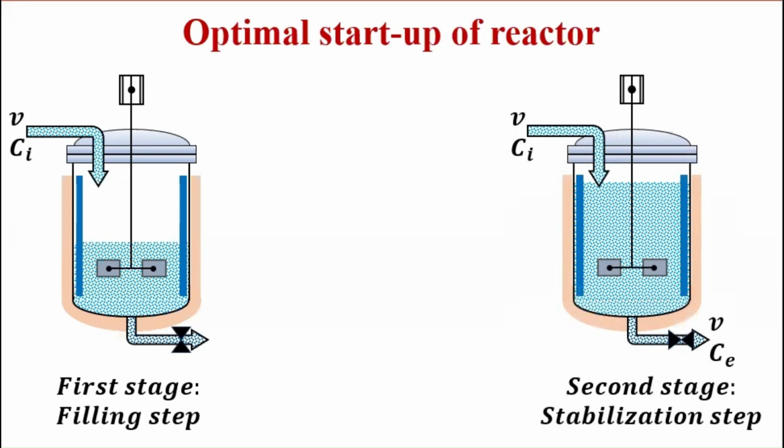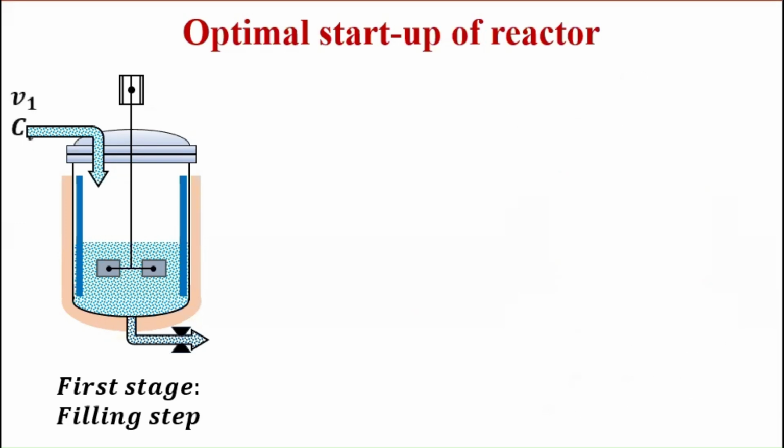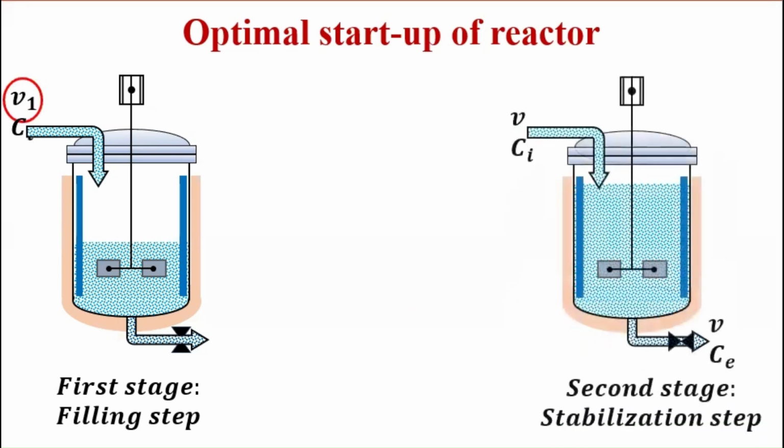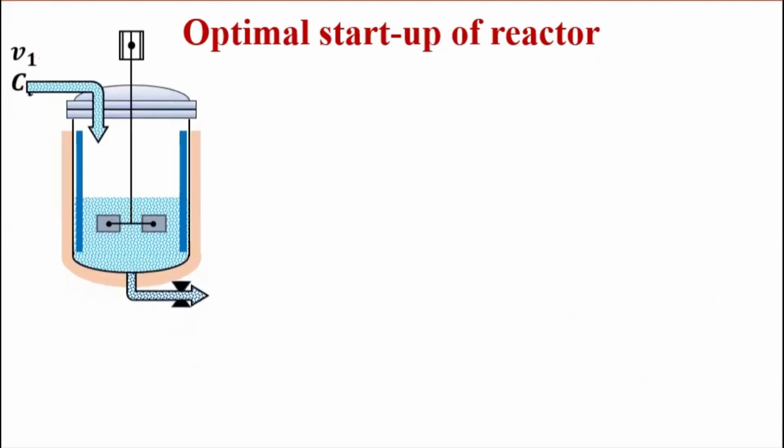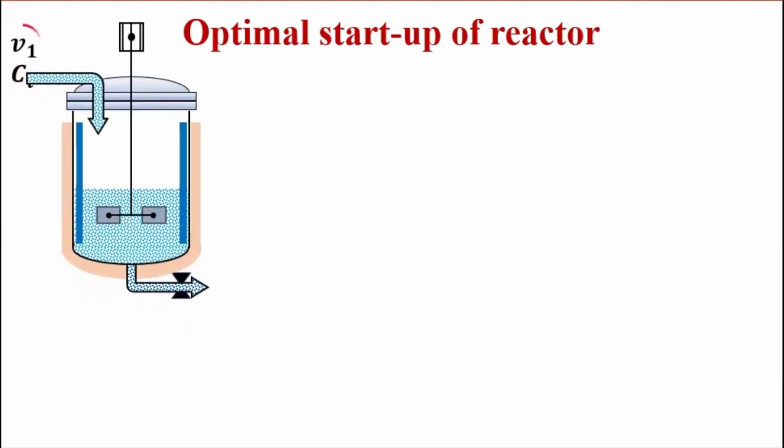The problem therefore becomes determining the optimal flow rate during the reactor filling stage that minimizes the time to reach the practical steady state, without altering the feed flow rate during the stabilization stage. To answer this question, we assume that the volumetric flow rate of the input feed in the first stage, meaning the reactor filling stage, is V1.